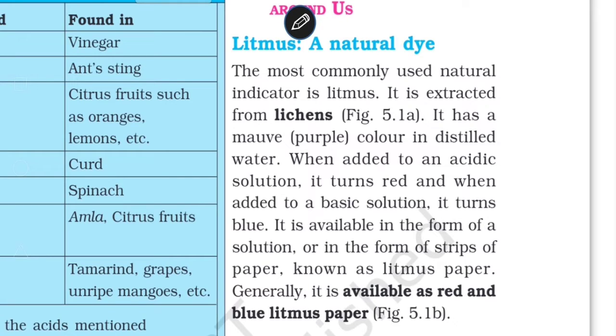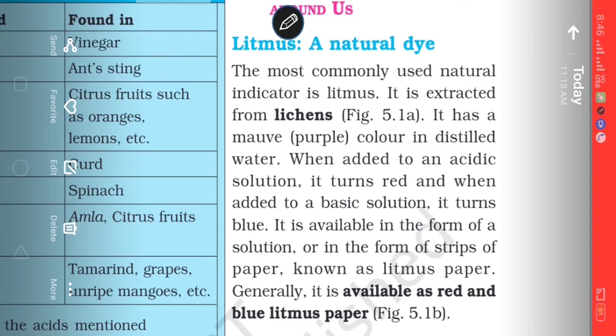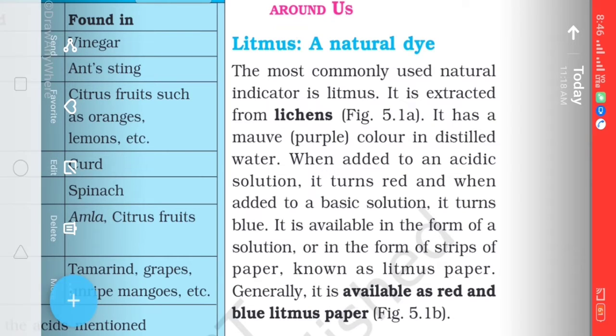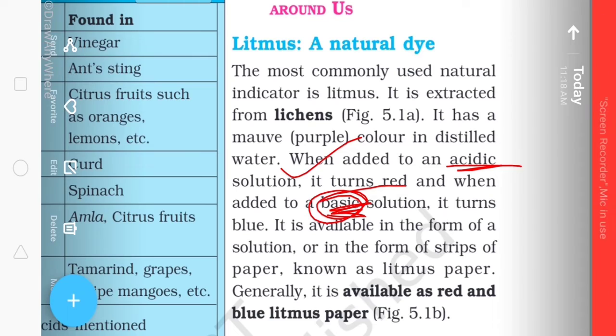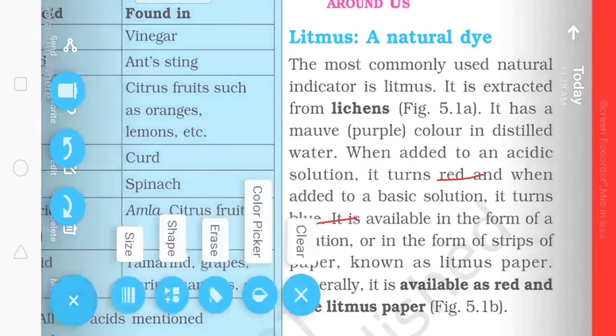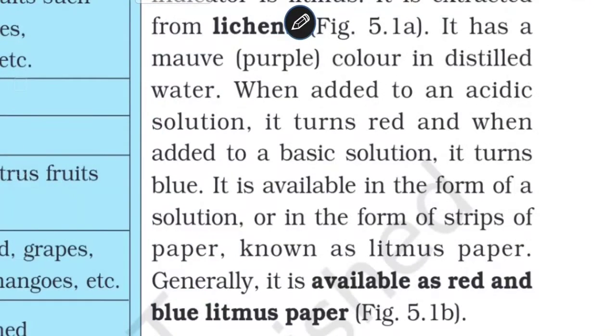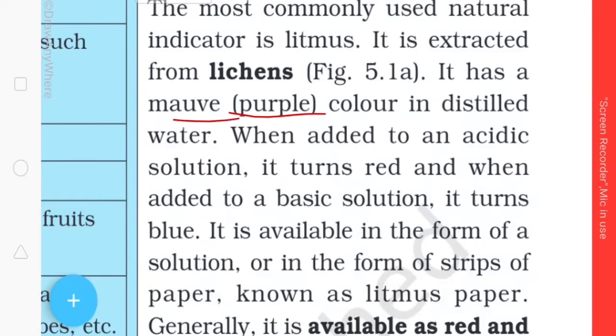It has a mauve color in distilled water. Here mauve color means purple color. When we add this to distilled water, it gives us purple color. When added to an acidic solution, it turns red. If we add this litmus to an acid, it will turn red. And when we add it to a base, it will turn blue. What is the actual color of litmus in distilled water? It is purple, which is known as mauve color.